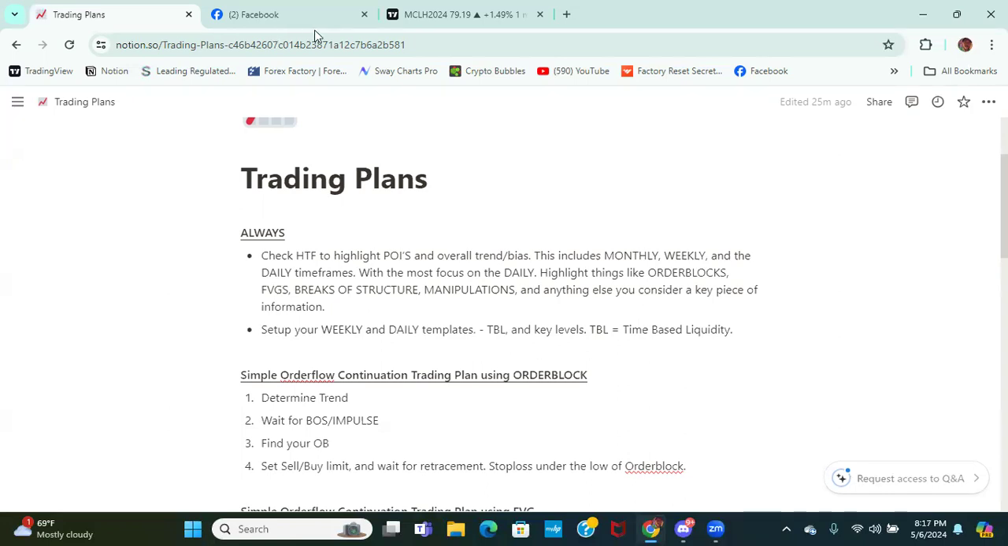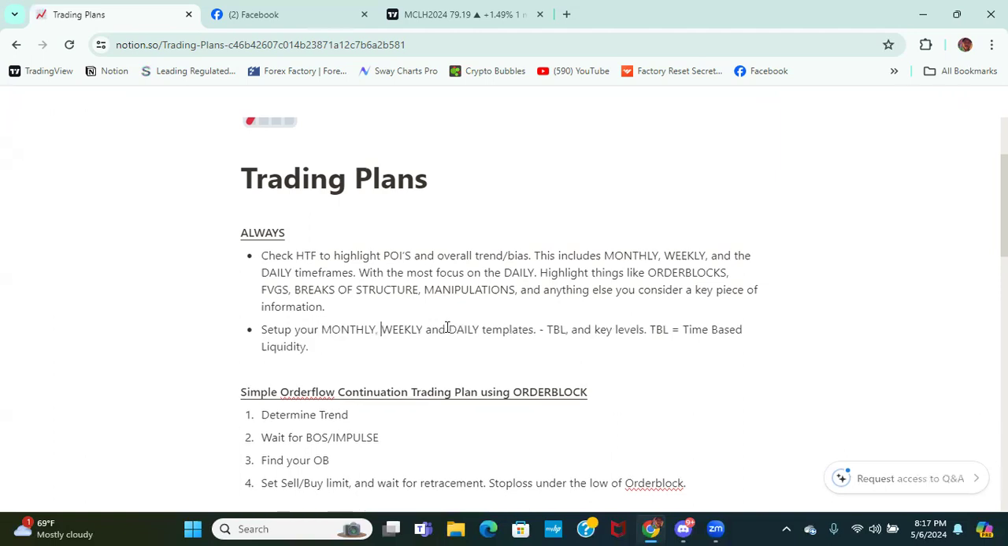Set up your weekly and daily templates. That is time-based liquidity and key levels. Time-based liquidity is TBL. So what does that mean? What do I mean by time-based liquidity? I mean weekly opens, monthly levels also. You could also put monthly levels in here as well. Let me write that in here. You could put monthly, weekly, and daily levels. So you could have monthly opens, monthly highs, monthly lows, weekly highs, weekly lows, daily highs, daily lows. You can even go all the way down into sessions.